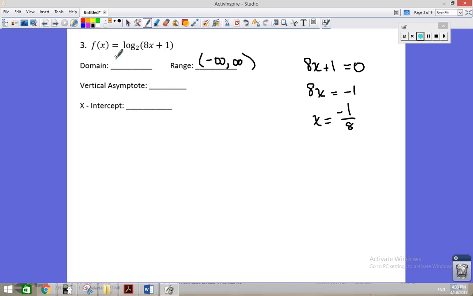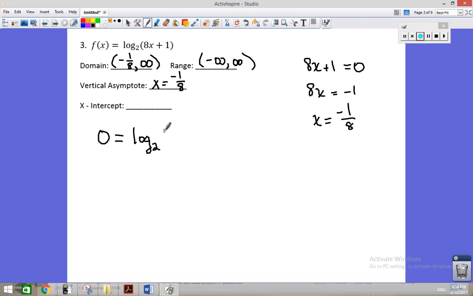Alright, so since there is no reflection across the y-axis, my domain is negative 1/8 to infinity. And this negative 1/8, that's my vertical asymptote. Real close to the y-axis, but slightly to the left. To find the x-intercept, you let y equal 0.